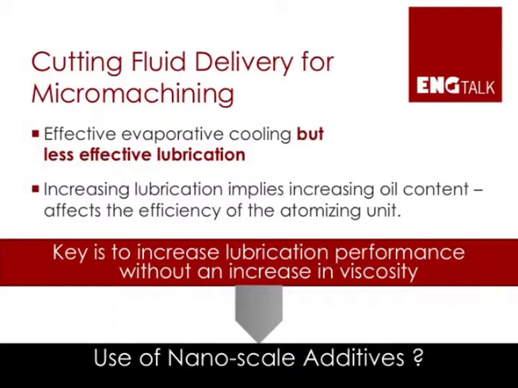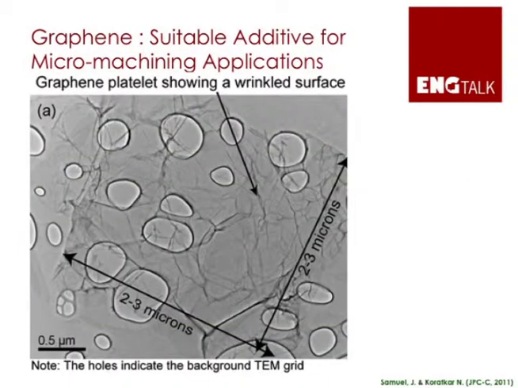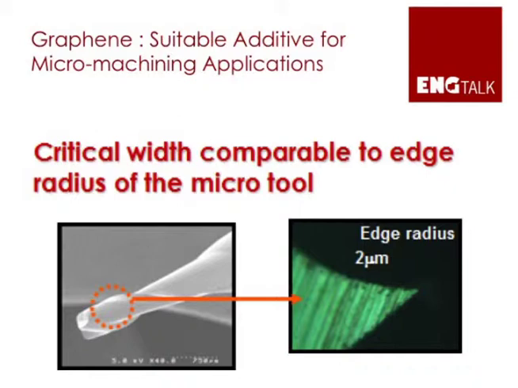The particular additive of interest is graphene. The image on the slide shows the lateral dimensions of a graphene platelet. Essentially, graphene is layers of carbon atoms that are stacked one on top of each other. The lateral dimensions are roughly in the 2 to 3 micron range. The reason why we chose this particular additive is because of its lateral dimension.